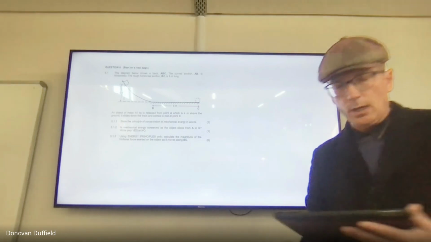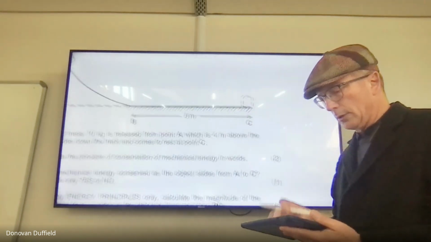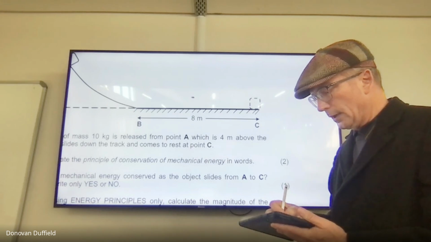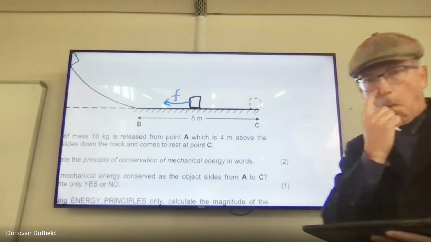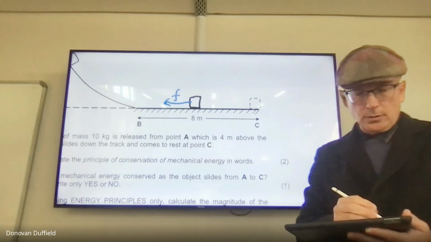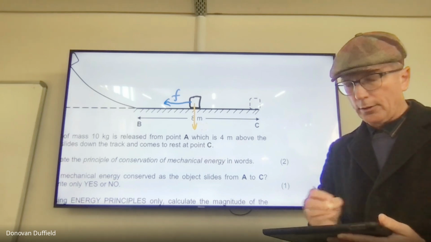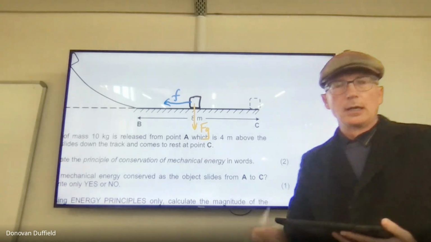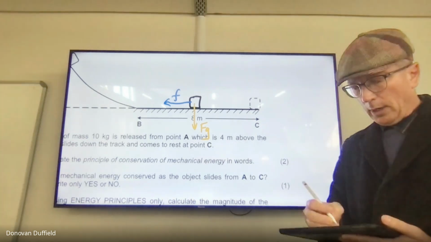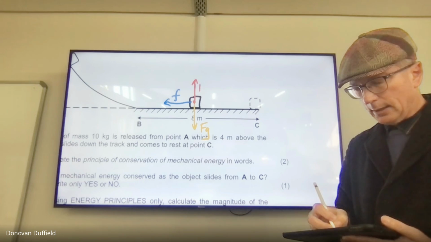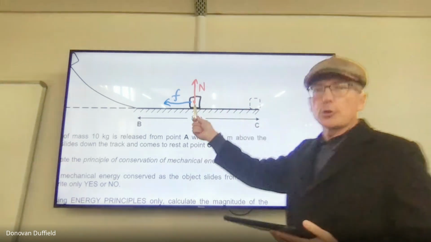Using energy principles only, calculate the magnitude of the frictional force exerted on the object as it moves from B to C. So as it's moving here, there is going to be a frictional force. What other forces are acting there? Well, there's the force of gravity, which is the weight. I'm going to rather use Fg because we've got too many W's. We normally use little w for weight and big W for work done. We have the normal reaction, which is acting there.